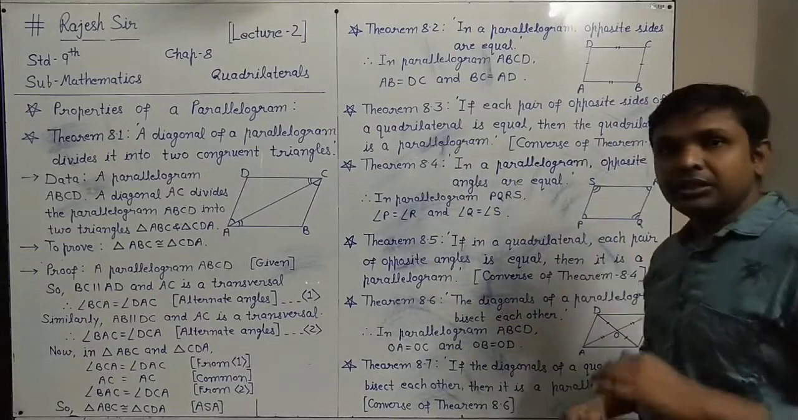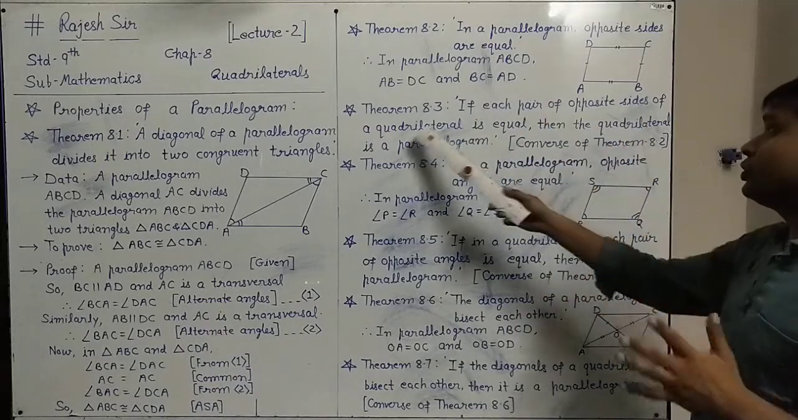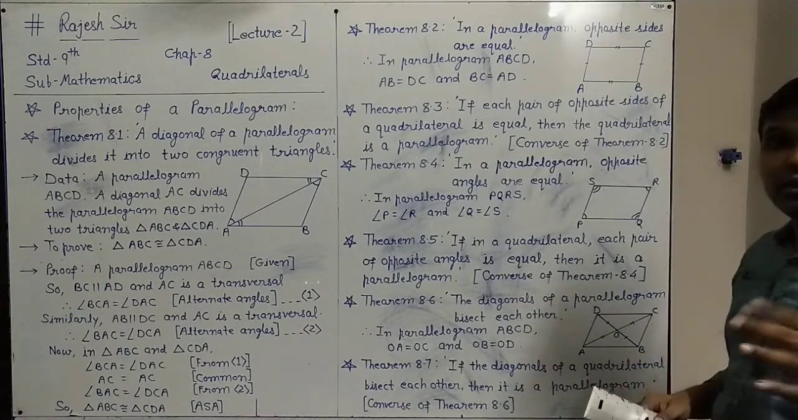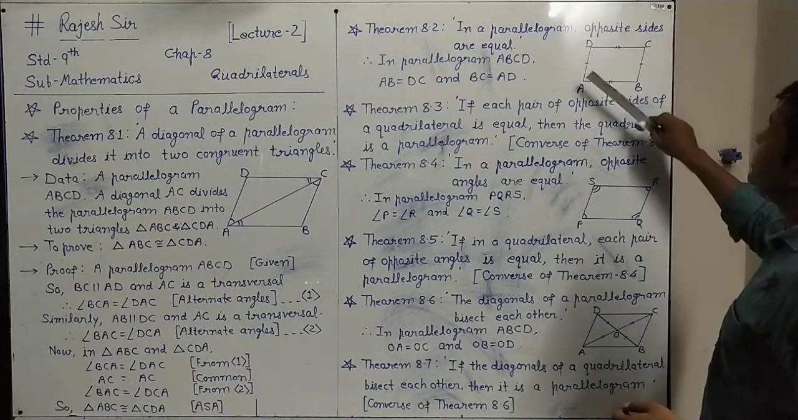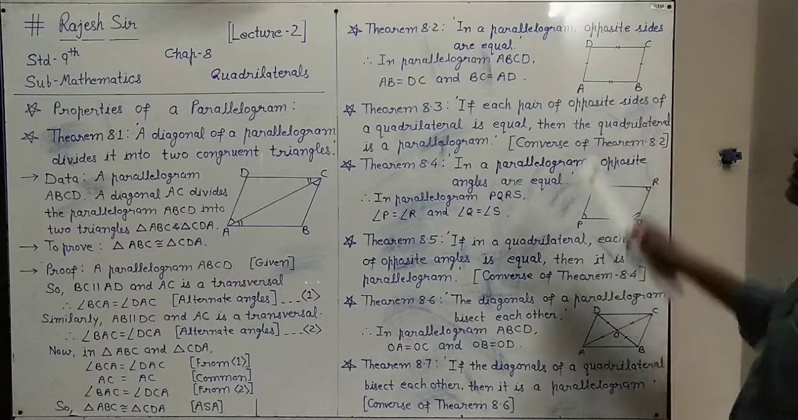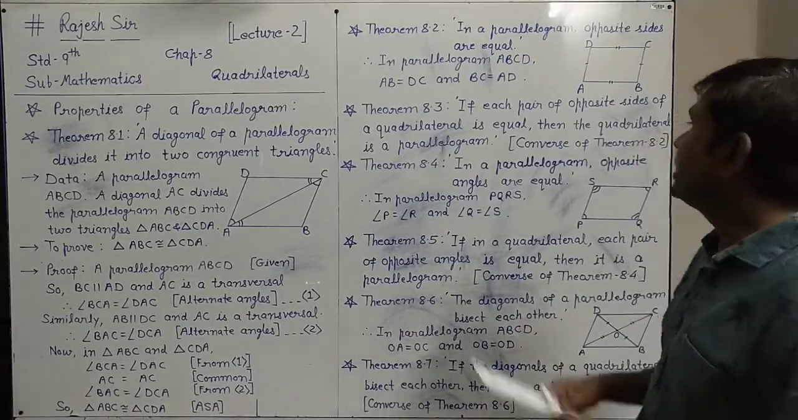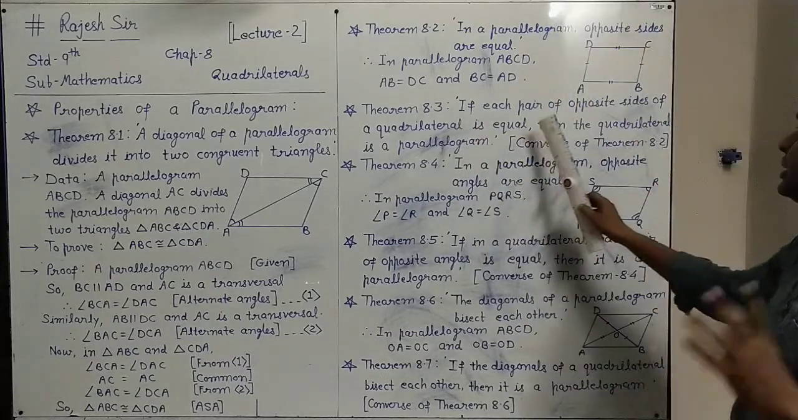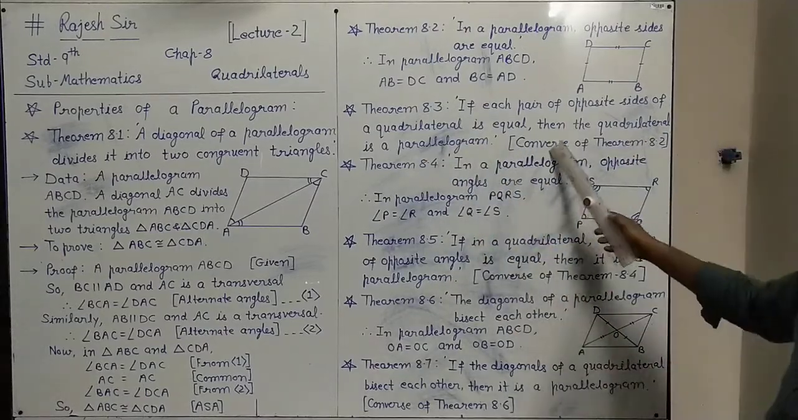Theorem 8.3 is the converse of theorem 8.2. If each pair of opposite sides of a quadrilateral is equal, let the quadrilateral be given, and you don't know the type of it, but you know that their opposite sides are equal, that is AB equal to CD is given and BC equal to AD is given, then what will you say about the quadrilateral's type? It is a parallelogram. That is the theorem. If each pair of opposite sides of a quadrilateral is equal, then the quadrilateral is a parallelogram. This is called the converse of theorem 8.2.